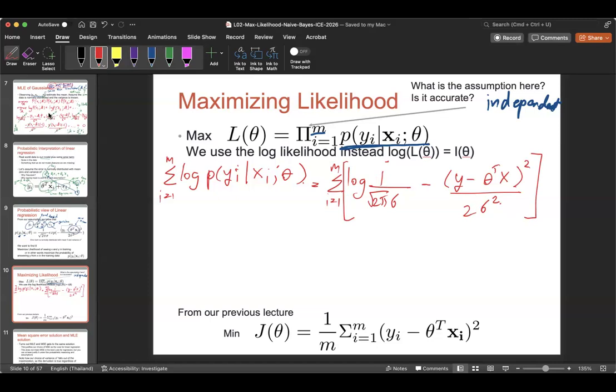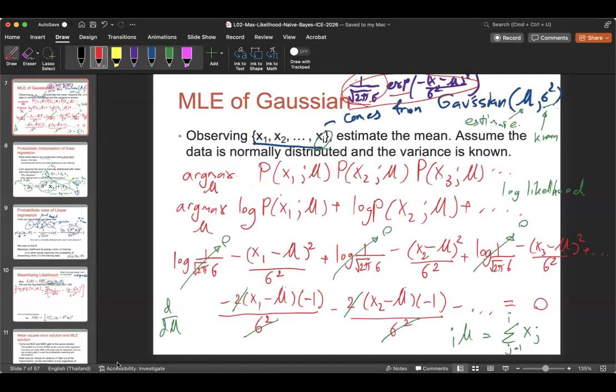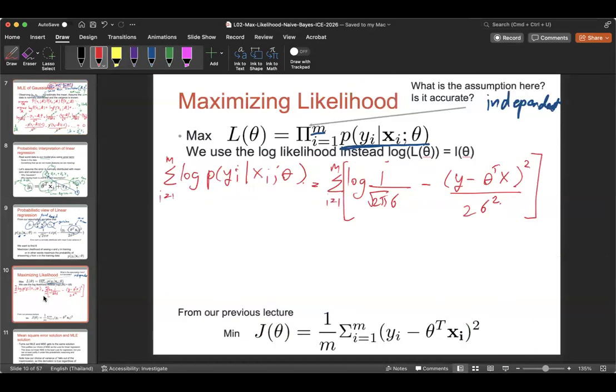We just did this on an easier Gaussian before. And just like in that case, we take the derivative with respect to theta. What do we get? So this is 0.